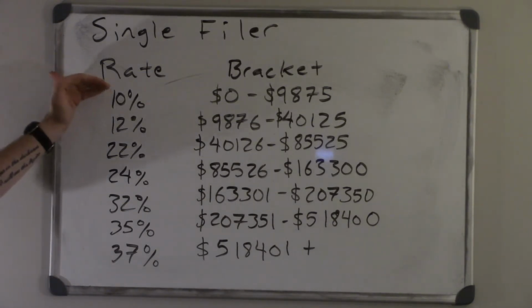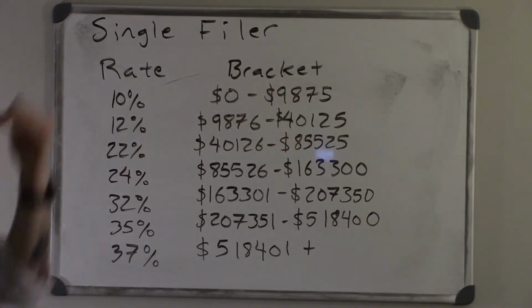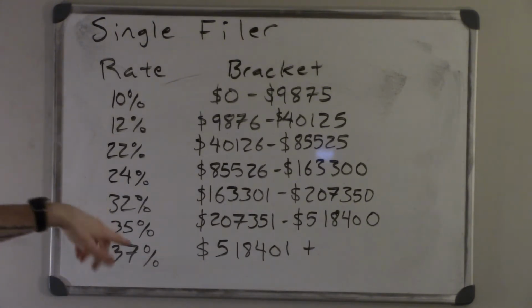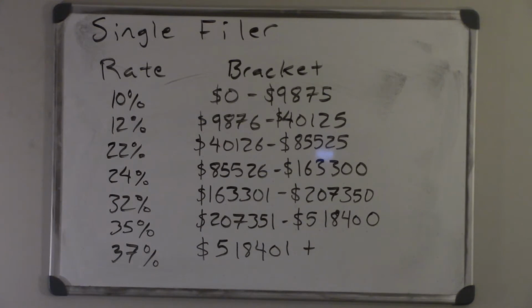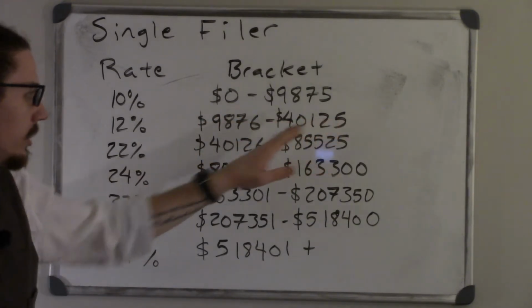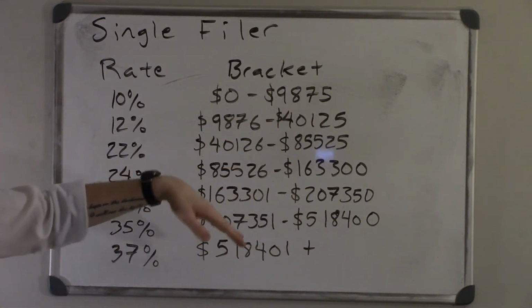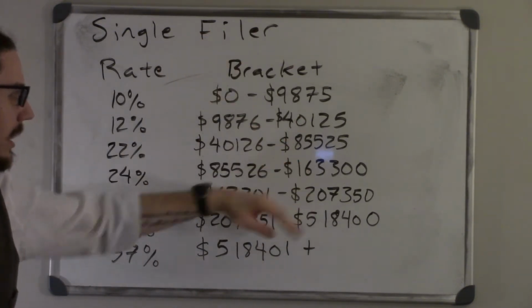For the 10%, your first $9,875, or if you don't make it up that high, just however much you earned, is going to get taxed at 10%. Then if you have a higher income than that, the next bracket is 12%. Let's say your income goes all the way through and into a higher bracket. Let's say your income is $200,000, so it's well down here.